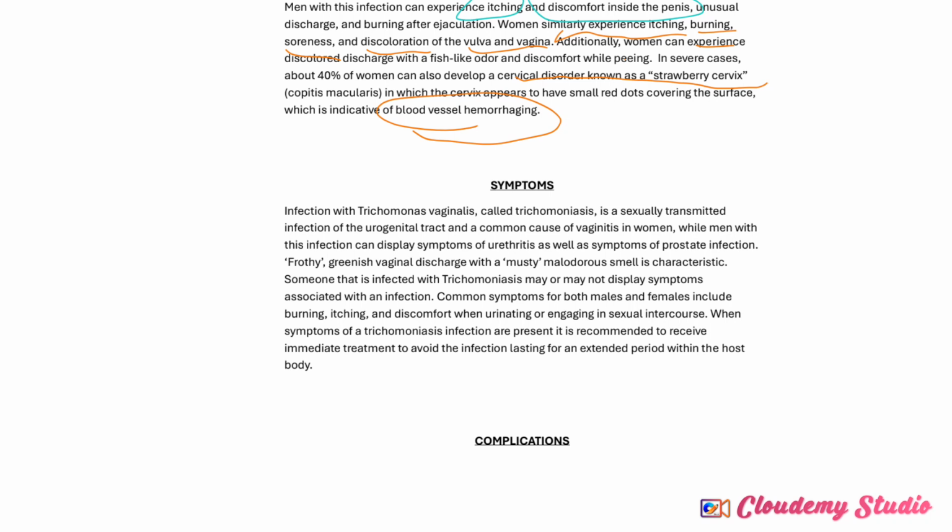What about the symptoms? Infection with Trichomonas vaginalis, called trichomoniasis, is sexually transmitted. I think I've mentioned that. It is an infection of the urogenital tract and a common cause of vaginitis in humans, that is, inflammation of the vagina. In men they cause a prostate infection. Remember I told you that they can be found in the urogenital part, like the prostate. So they can cause prostate infection, and they can cause urethritis, which is inflammation of the urethra. You understand?